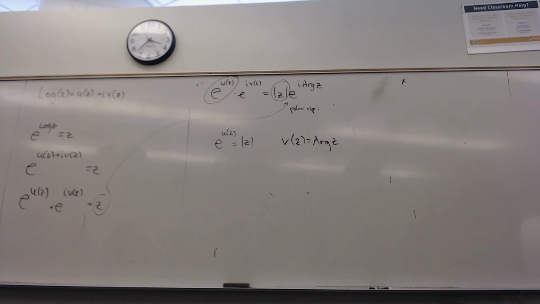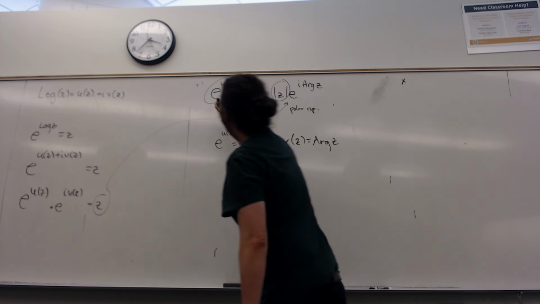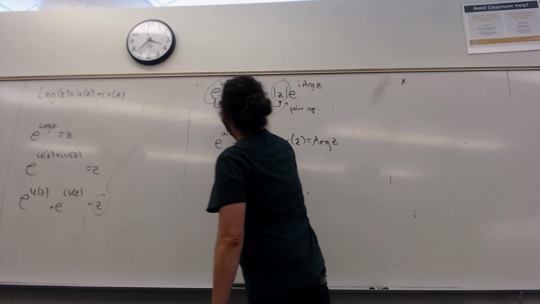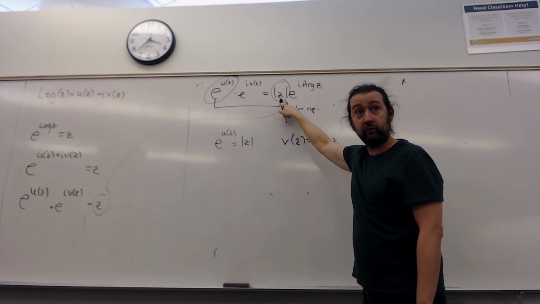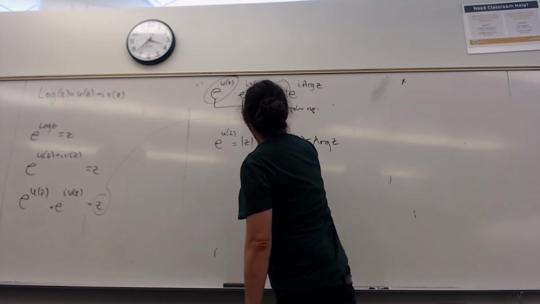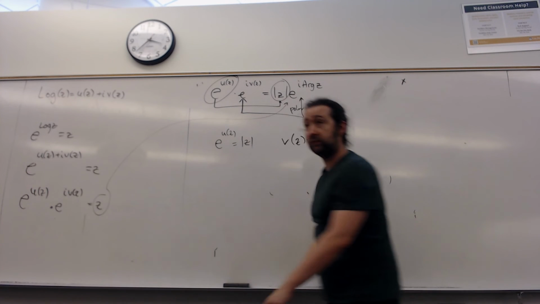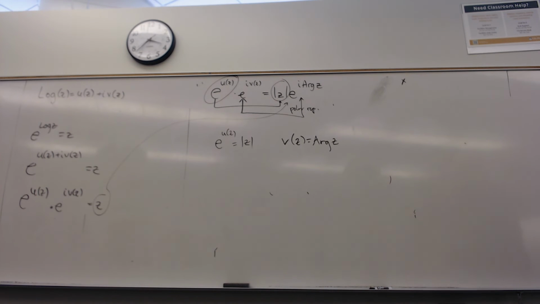All I'm doing here is looking at the left side and right side and comparing. This bit must be that bit because that's a real exponential. So the real exponential piece and the real exponential piece have to be equal, and these pieces are complex exponential parts, and they must be equal. Well, I can finish this now.